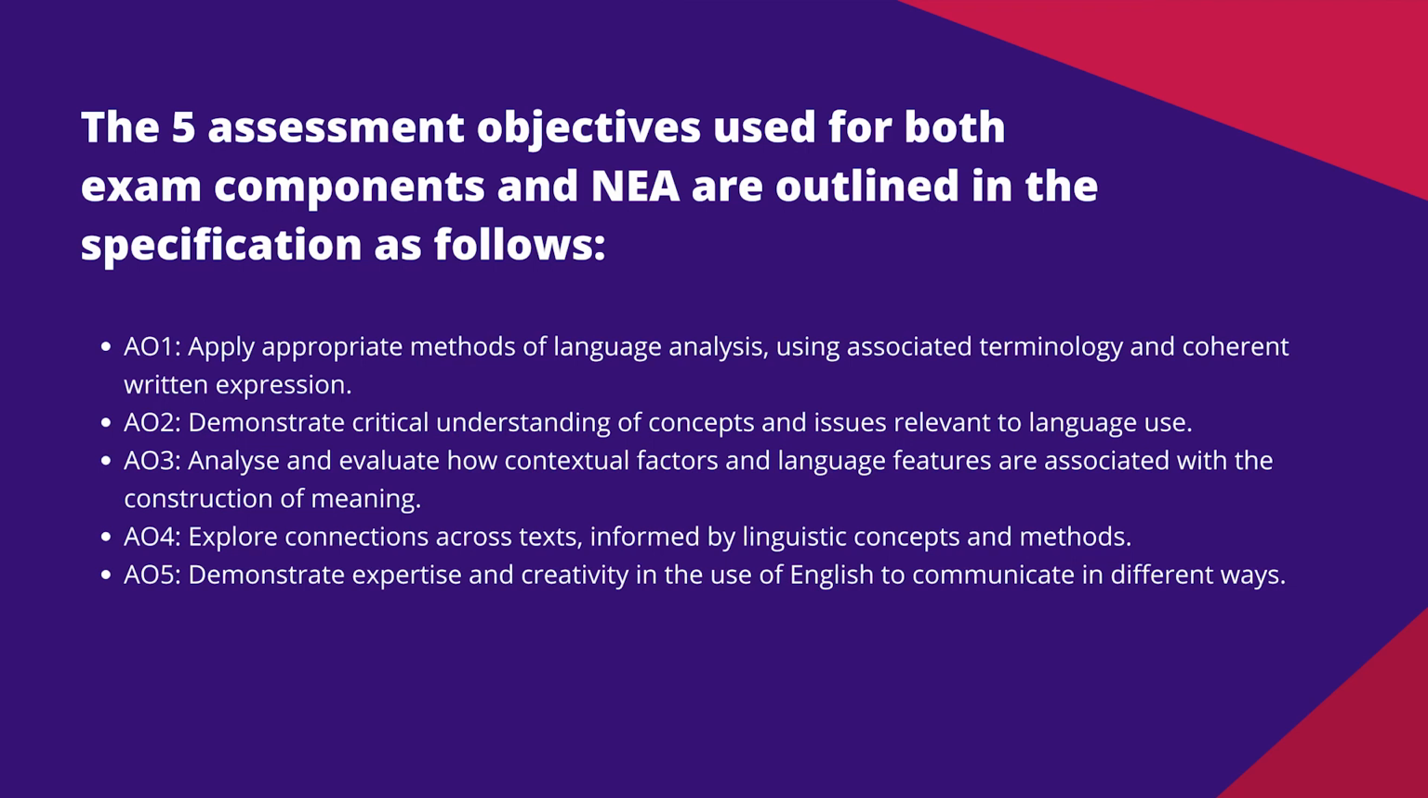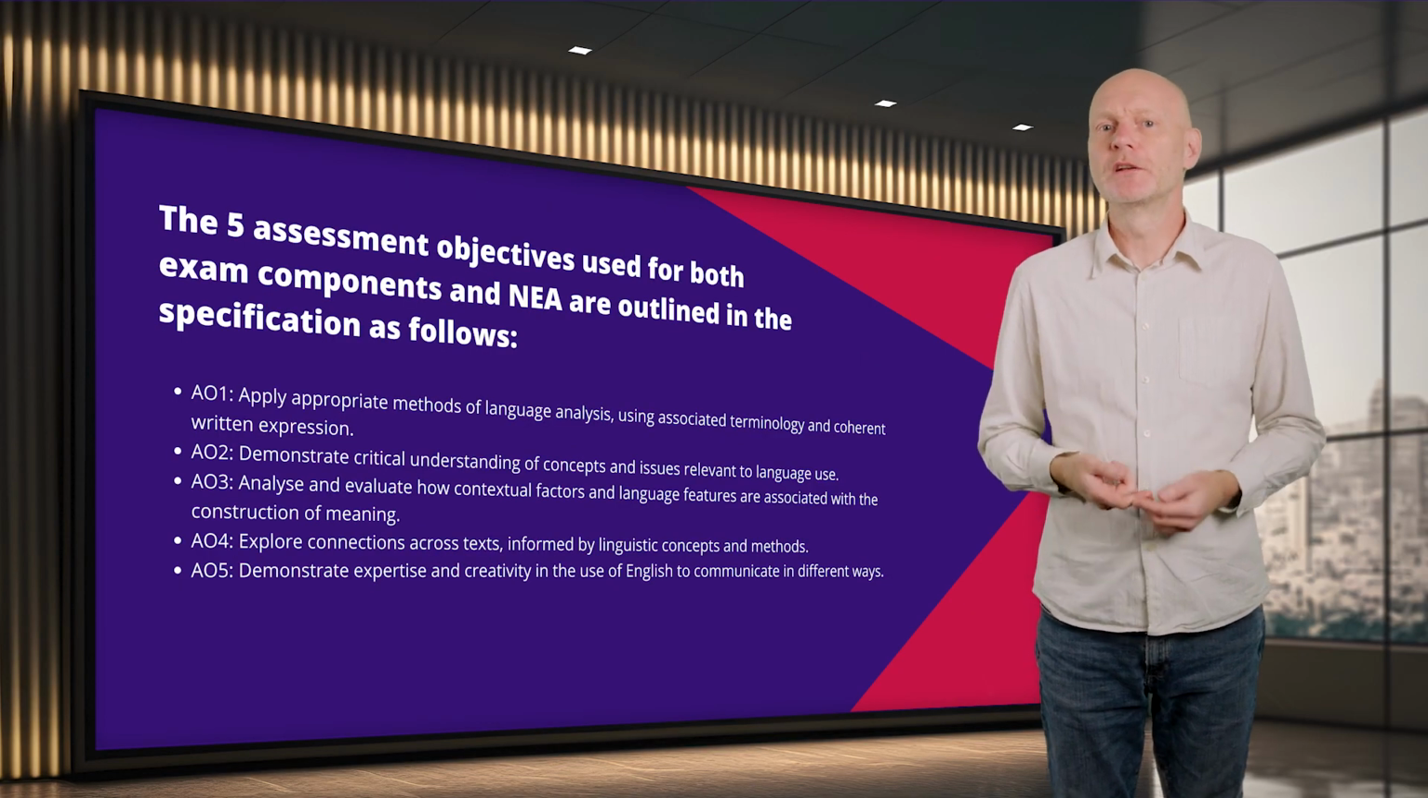You've got AO1, which is about applying appropriate methods of language analysis using associated terminology and coherent written expression. You have AO2, which is about demonstrating critical understanding of concepts and issues relevant to language use. AO3 is about analysing and evaluating how contextual factors and language features are associated with how meaning is constructed. AO4 is about exploring connections across texts, informed by linguistic concepts and methods. And AO5 demonstrates expertise and creativity in the use of English to communicate in different ways. What might these look like in practice?